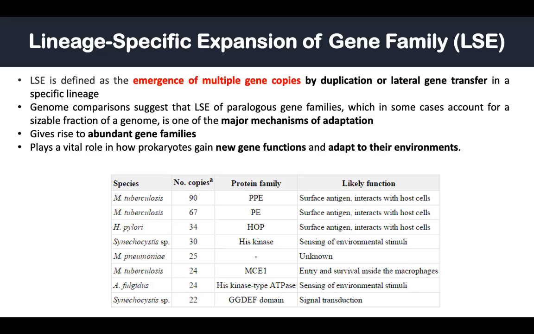They cannot make their own food, they cannot do a lot of things on their own, they depend on their host. So they try as much as possible to have many genes which are able to help them interact with the host cells. You can see most of these are parasites, and you can see the number of copies some of these organisms have for certain protein families. Most of them are either surface antigens which interact with host cells, or proteins which are involved in sensing environmental stimuli or signal transduction. These are all basically to help them survive, right?